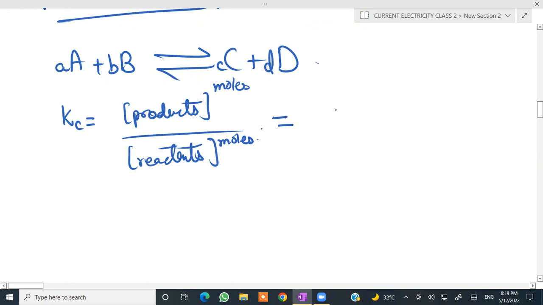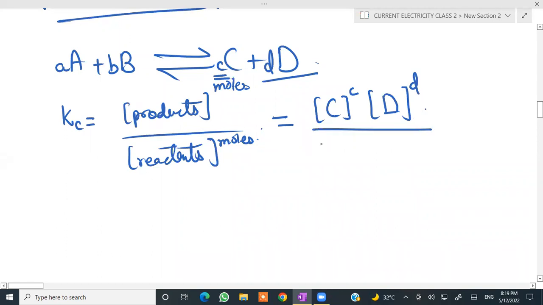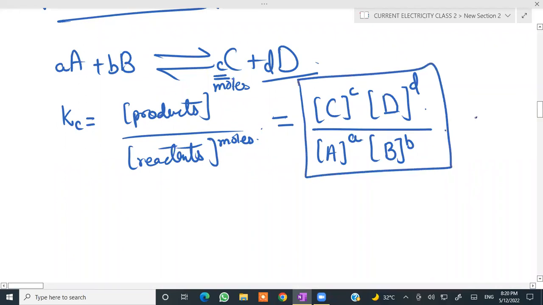So product is C, correct? So concentration of the capital C to the power of its mole, small c, into concentration of the other product, which is D, to the power of its mole, small d, divided by concentration of the two reactants, concentration of A to the power of small a into concentration of B to the power of small b. Okay? This expression that you have over here is the expression for Kc. Now, Kc actually tells you the position of equilibrium.